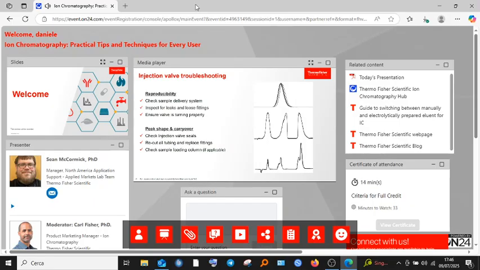And another possible cause of peak shape and carryover issues is if you're using a sample loading column or a concentrator column for some more complex applications. If they're starting to go bad or are contaminated, they could cause abnormalities in peak shape and carryover as well.